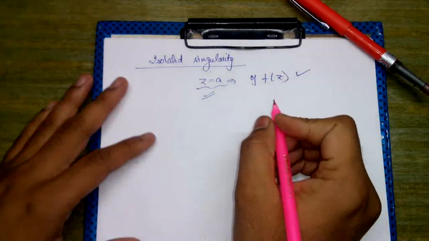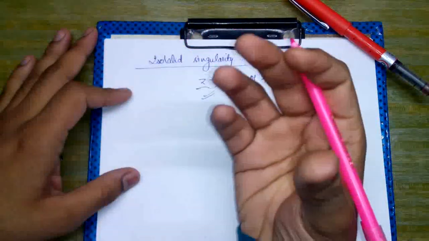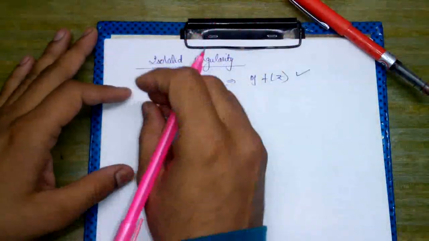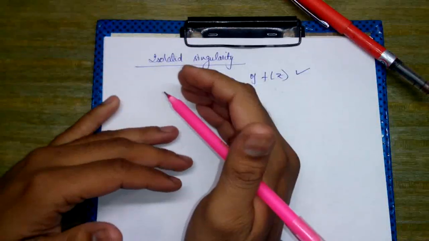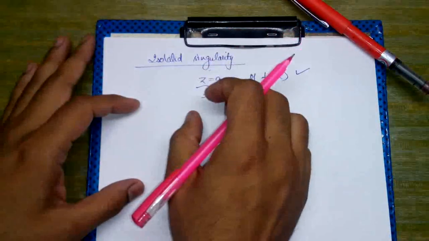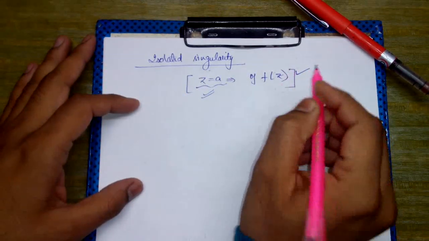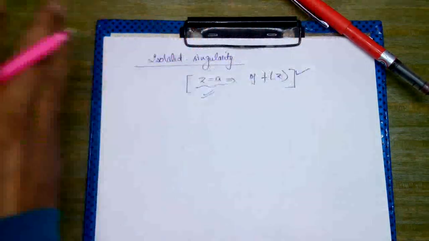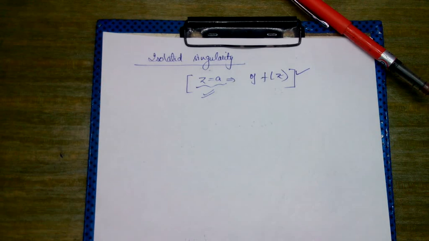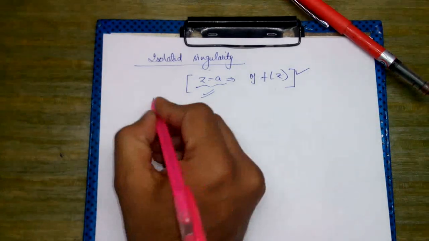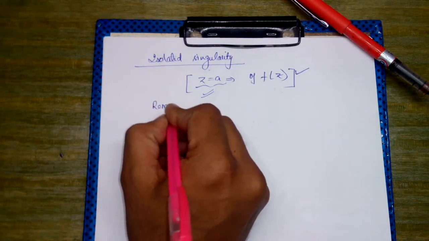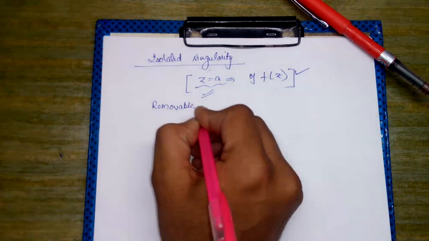A singularity or a singular point may be defined as a point at which the function ceases to be analytic. That means at the singular point our function will not be analytic, and if there is only one such point where our function is not analytic, then it is called the isolated singularity. Next we have the removable singularity.